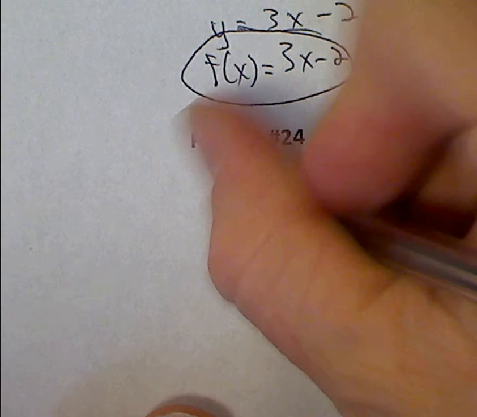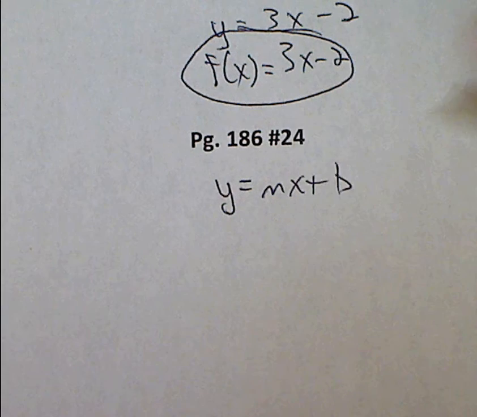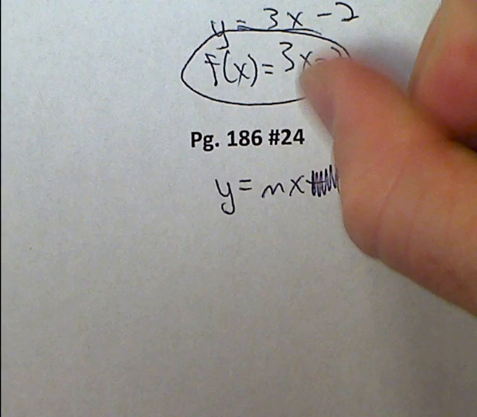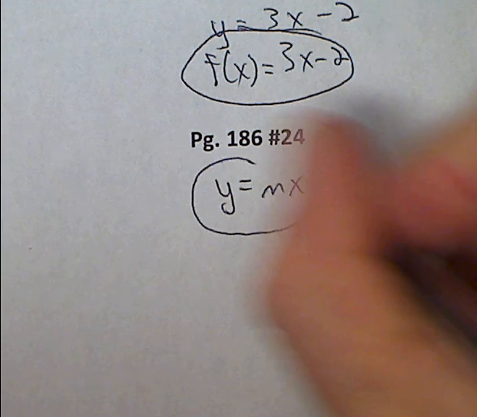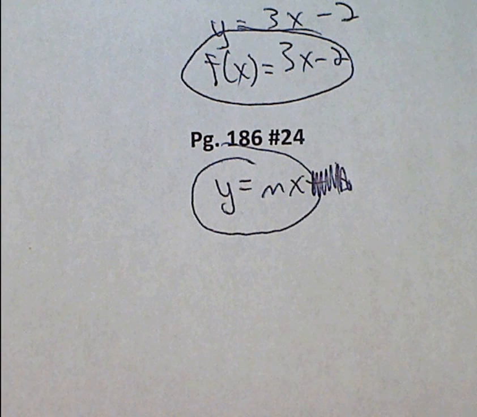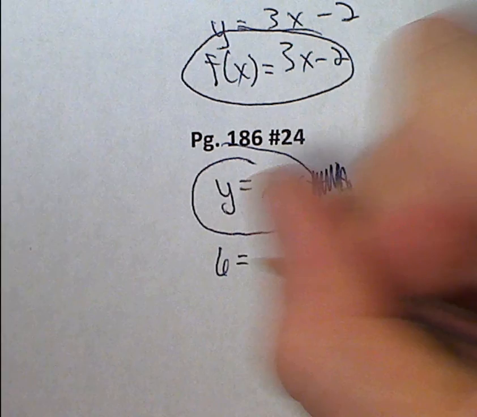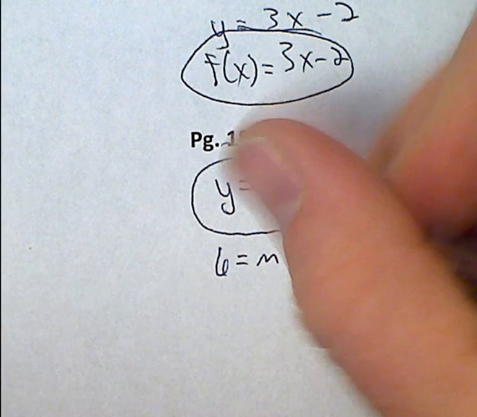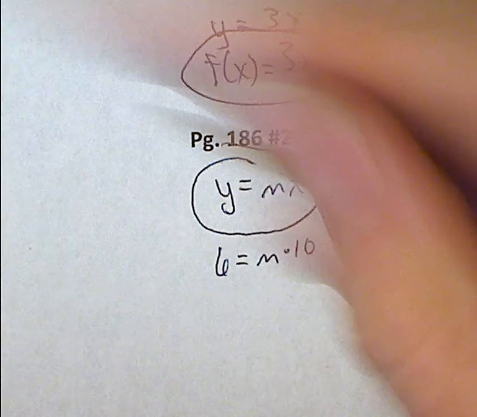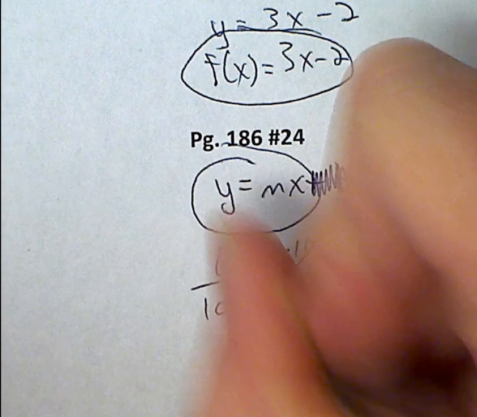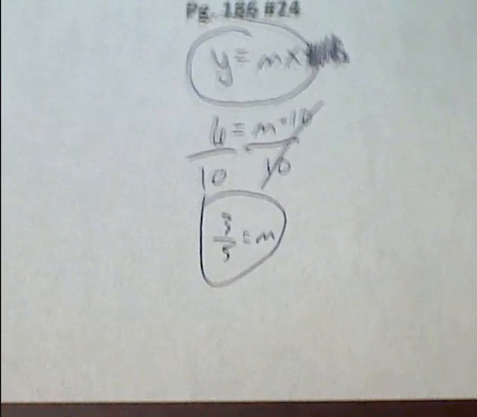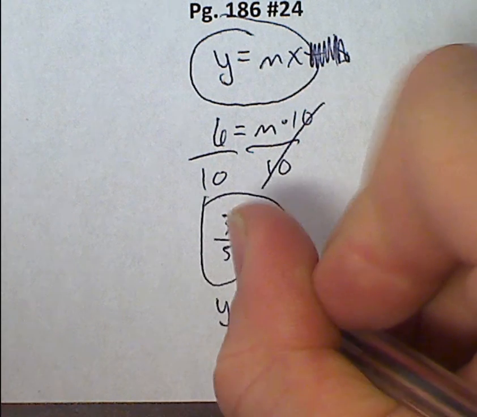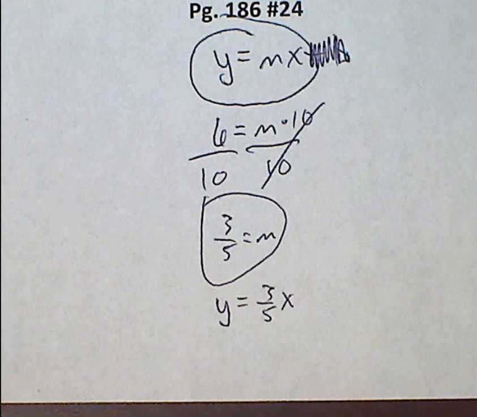So, first thing is this. Direct variation means y equals mx plus b. Direct variation means there is no plus b, it's 0. So I'm going to use this equation. This is what a direct variation equation looks like. Then they said that y is 6 and my x is 10. So I'm going to divide by 10. That gives me 3 over 5. So I actually know what my equation is. y equals 3 over 5 x.